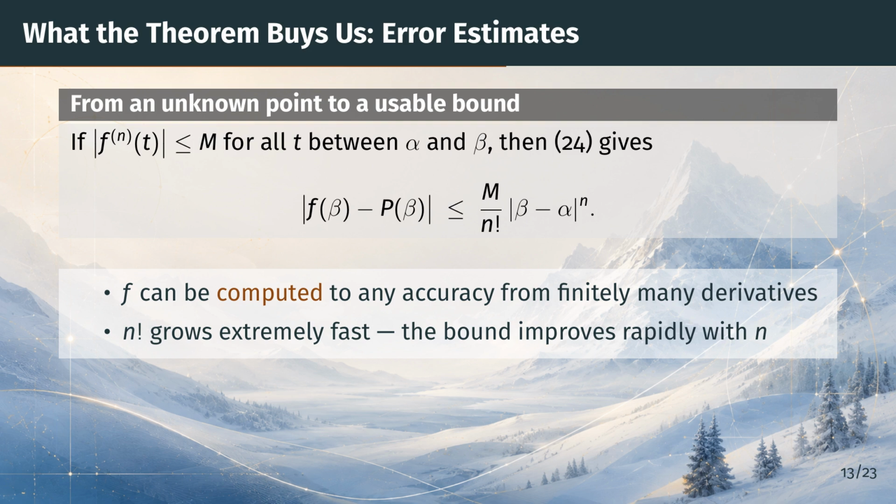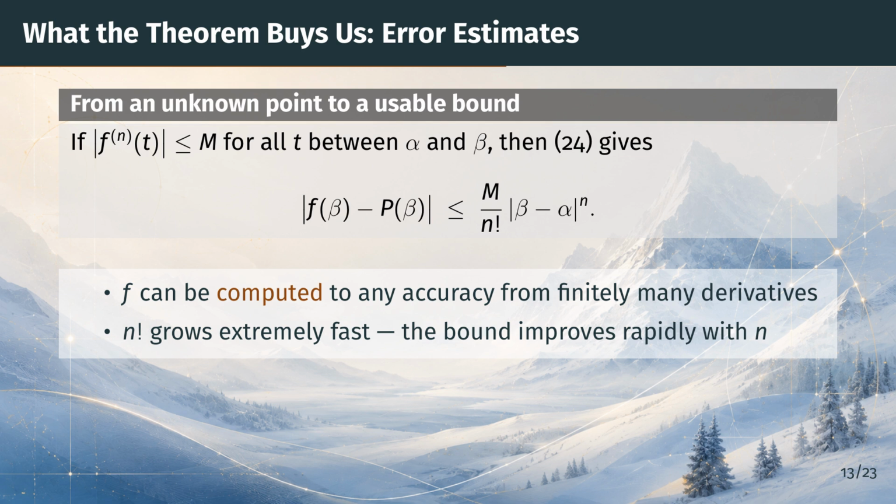We never learn where the mystery point x is, and remarkably, we almost never need to. The gray box shows the standard way the theorem is used. Suppose we know a bound. The absolute value of the derivative of order n is at most m everywhere between alpha and beta.